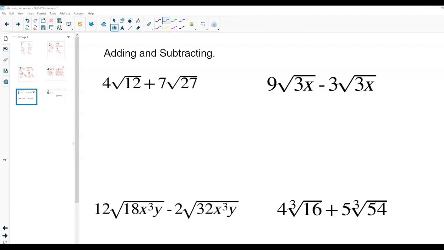To add or subtract radicals, here's the deal. The number under the radical has to be the same to add. Has to be the same. So I'm actually going to go over this one on the top right first.